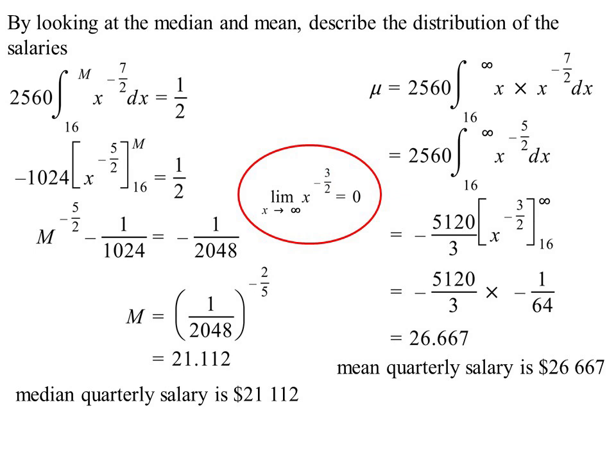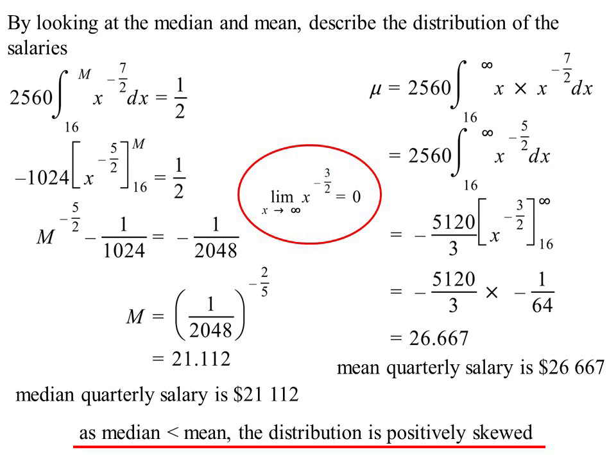So what does that tell us about the distribution? We've got something that's positively skewed because the median is less than the mean. So more than half of the data is below the mean. So we must have a positively skewed set of data.